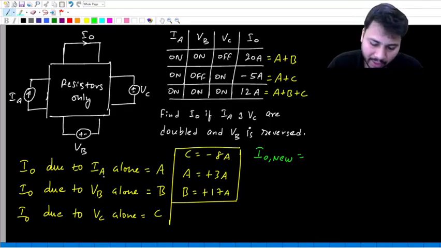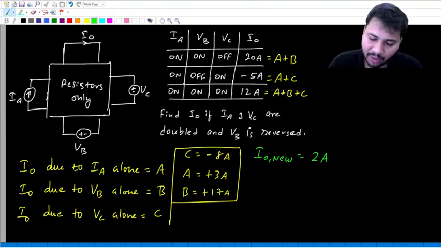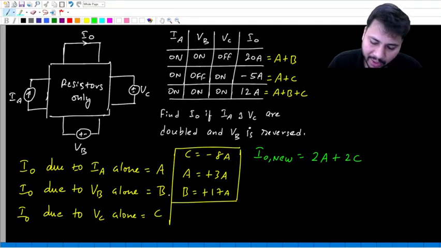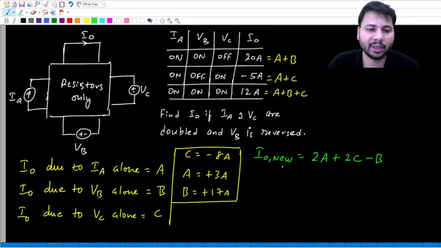You see, due to IA you are getting A. Due to 2IA you will get 2A. Due to VC you are getting C. And if VC is doubled, due to 2VC you will get 2C. Due to VB you are getting B. Due to minus VB you will get minus B. That's all. There is the answer.